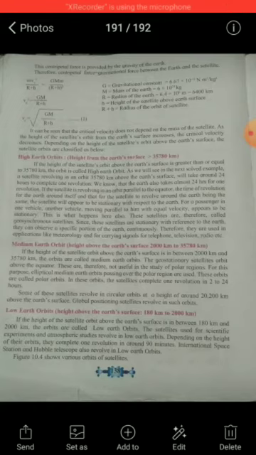Depending on the height of the satellite's orbit above the Earth's surface, the satellite orbits are classified as follows: high Earth orbits, medium Earth orbits, and low Earth orbits. High Earth orbits are where the height from the surface is above 35,780 km. If the height of the satellite's orbit above the Earth's surface is greater than or equal to 35,780 km, the orbit is called a high Earth orbit.